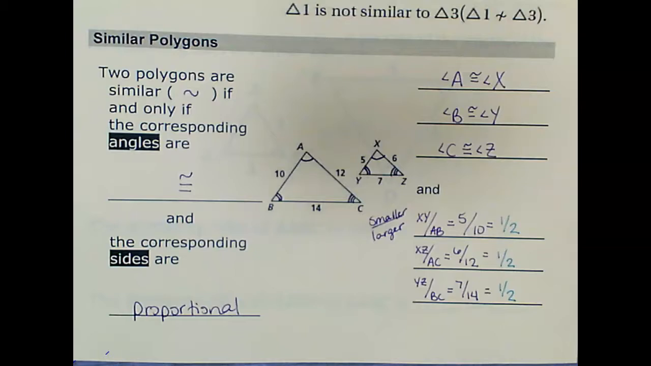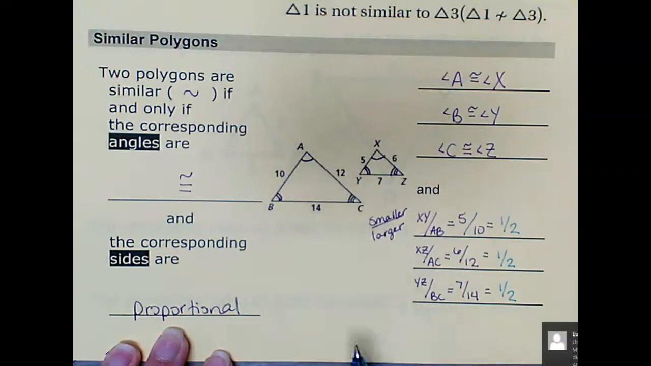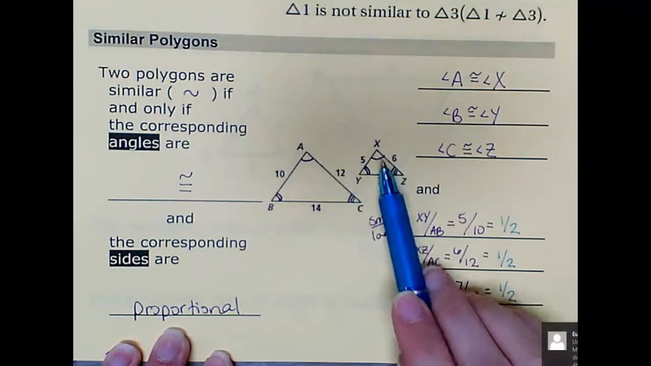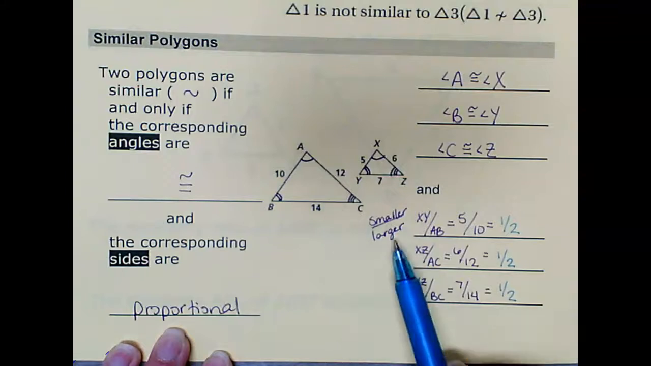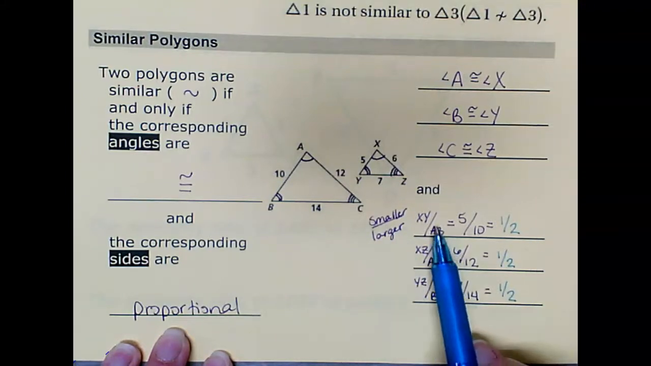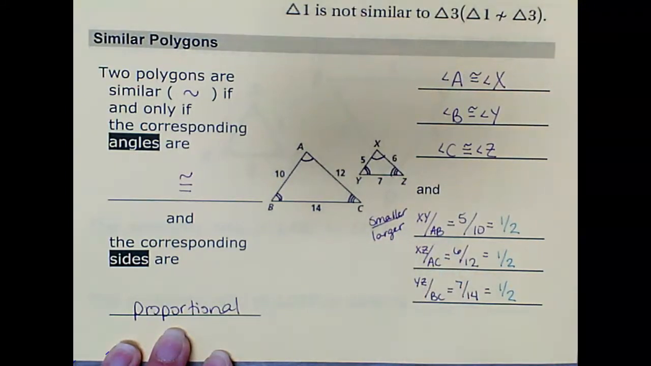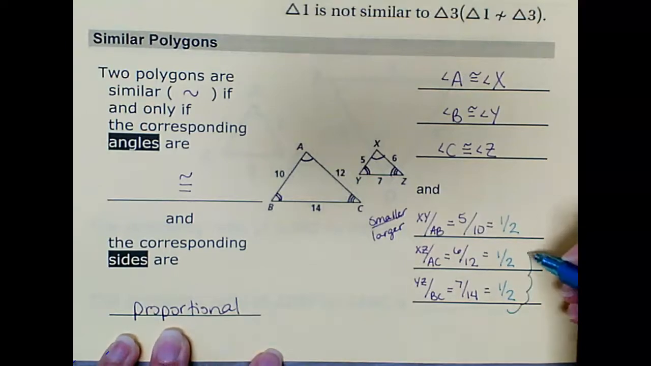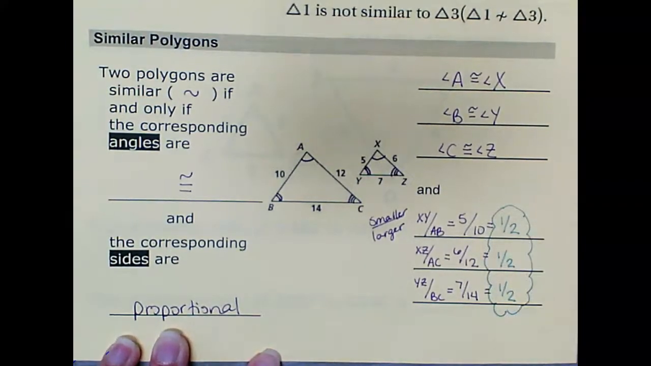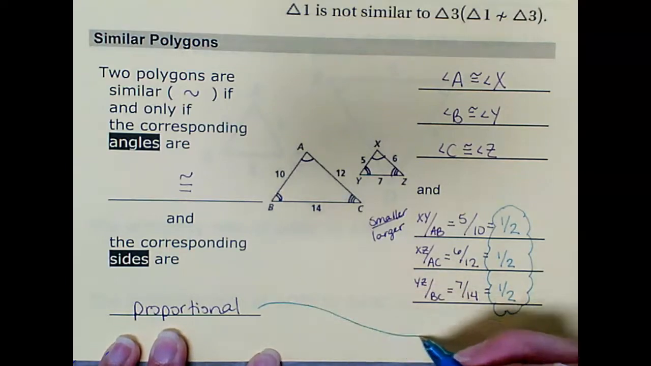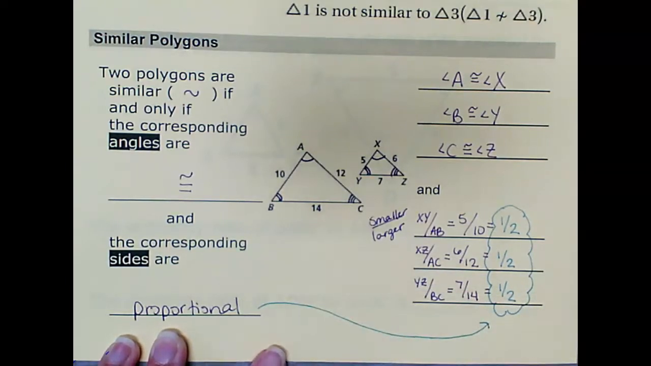Now hopefully your work matches mine. I do want to point something out though, that remember whenever you're creating these ratios, you need to have kind of like the same key going on. So if the smaller triangle is giving you your numerators, then your larger triangle needs to be giving you your denominators in every single ratio. So that way you can compare. Now I notice that all of these are 1/2, which is good because that's what it means to be proportional. That means that if I create ratios of all the sides, then whenever I simplify them, I'm going to get the same number for every simplified ratio.